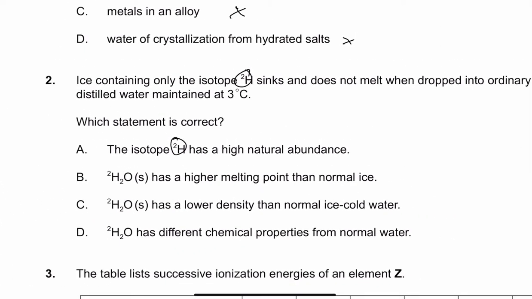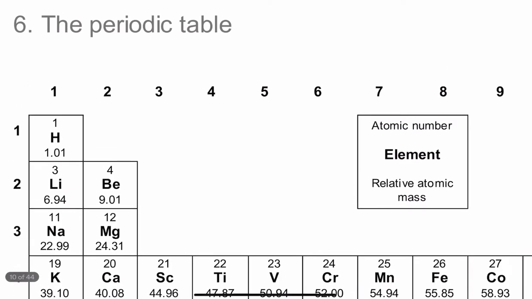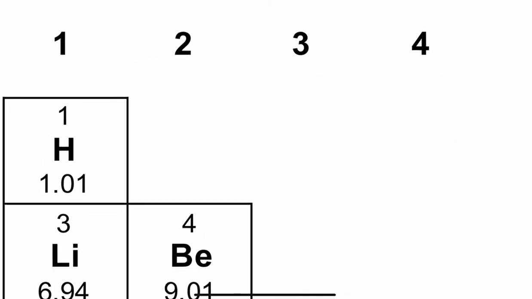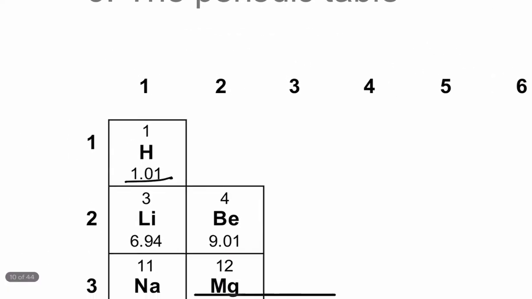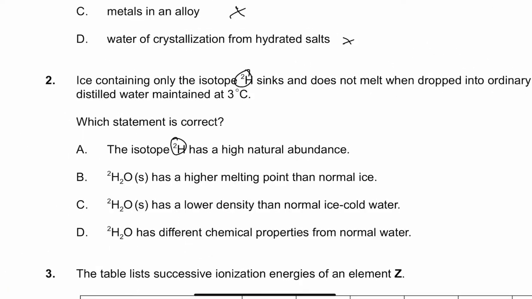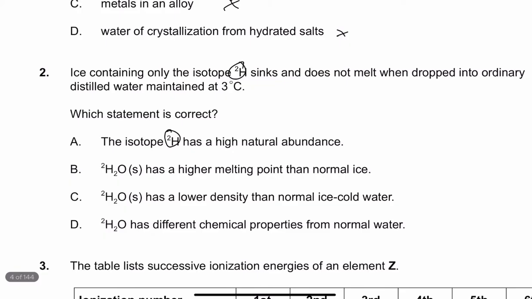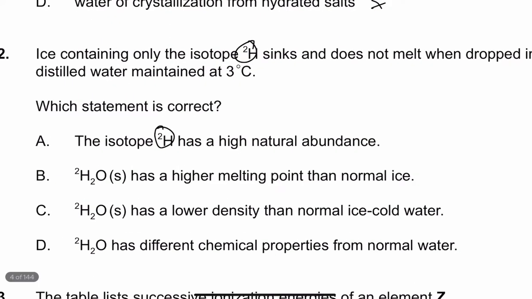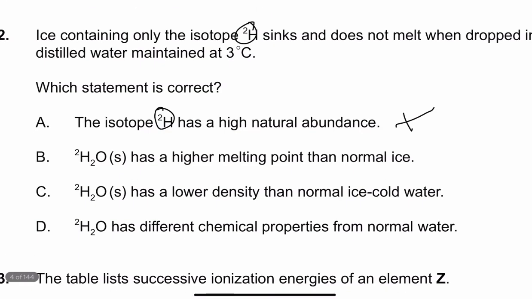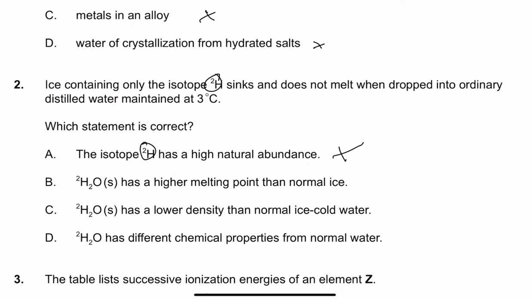But if we check our periodic table, which we have access to from this paper 1, we can see that the relative atomic mass of hydrogen is 1.01. That's not close to 2, that's very close to 1, which means that the most abundant isotope must be the one with a mass of 1, and the one with a mass of 2 does not have a higher natural abundance, it has a low natural abundance, so that's wrong.